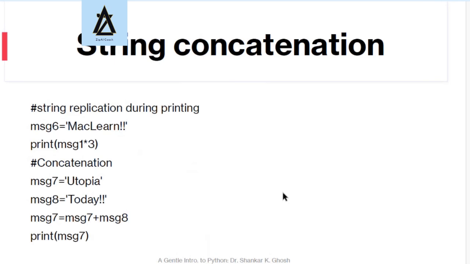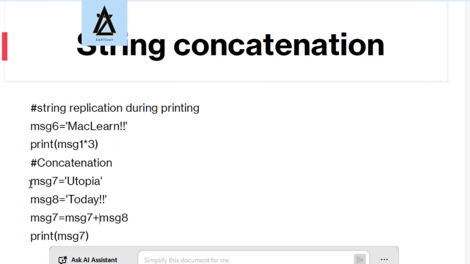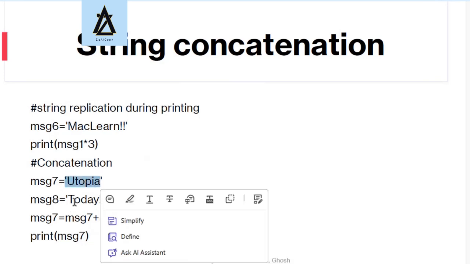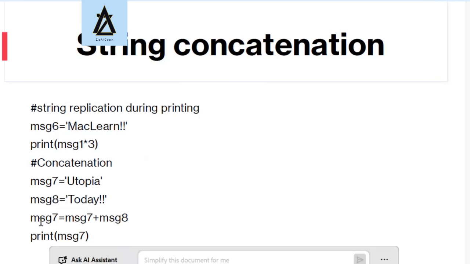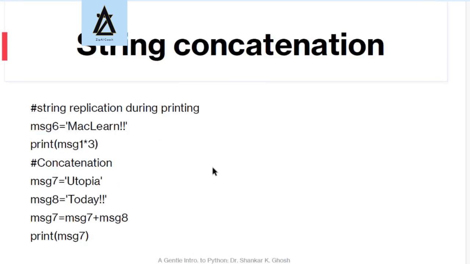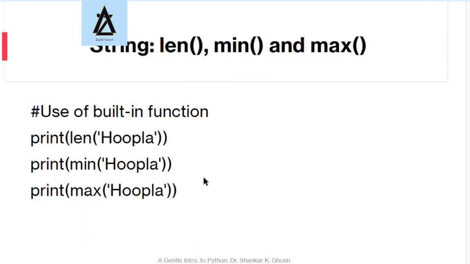So string concatenation is a very important aspect of the Python programming language. This can be done using operators. For example, if you write msg7 equal to Utopia, msg8 equal to today, then msg7 plus msg8, you store that and then you print it, you will see Utopia today.